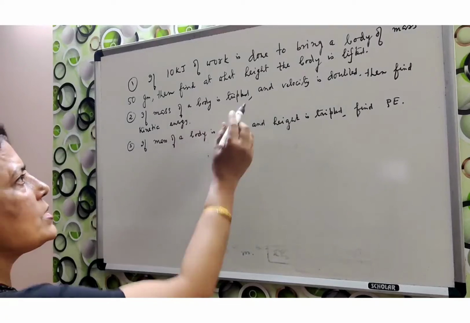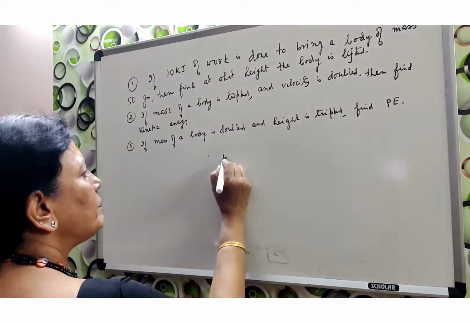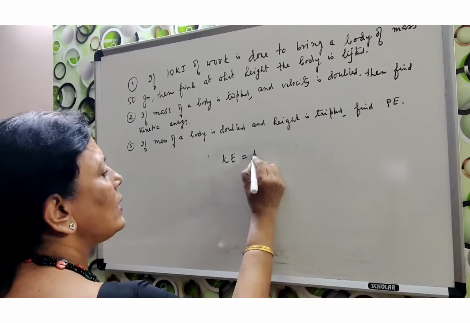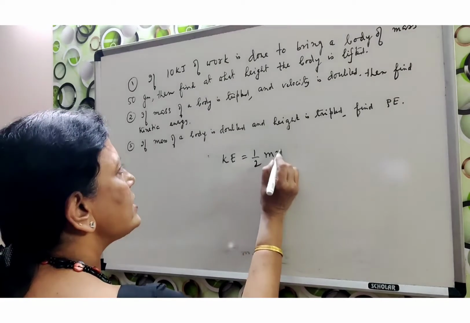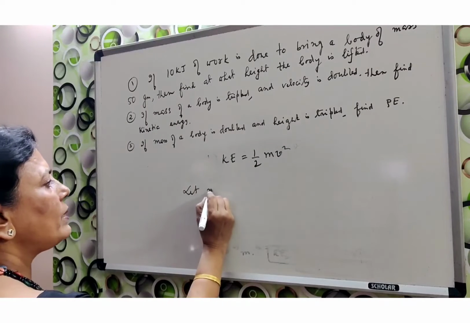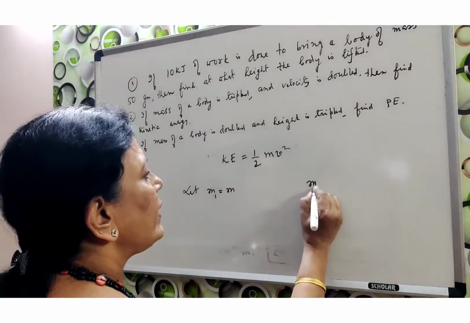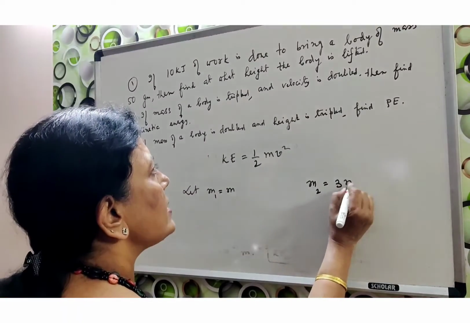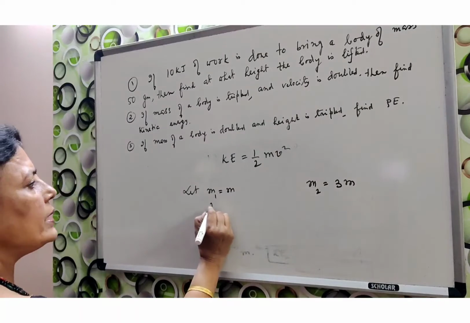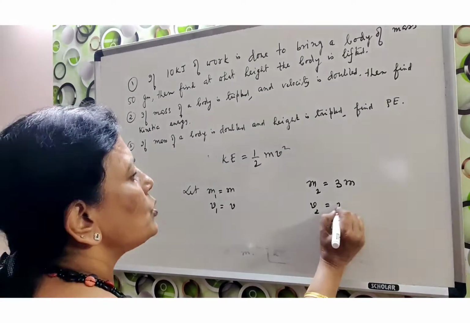If the mass of a body is tripled and velocity is doubled, then find the kinetic energy. The governing formula of kinetic energy is half mv square. Since the mass of the body is tripled, let the initial mass of the body be m. Then the final mass of the body is thrice m. Velocity is doubled. Initial velocity is v, then final velocity is twice v.